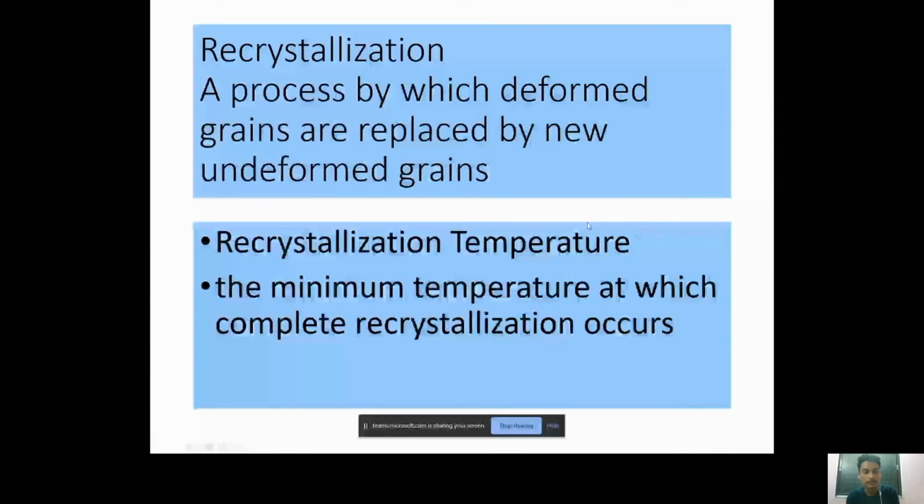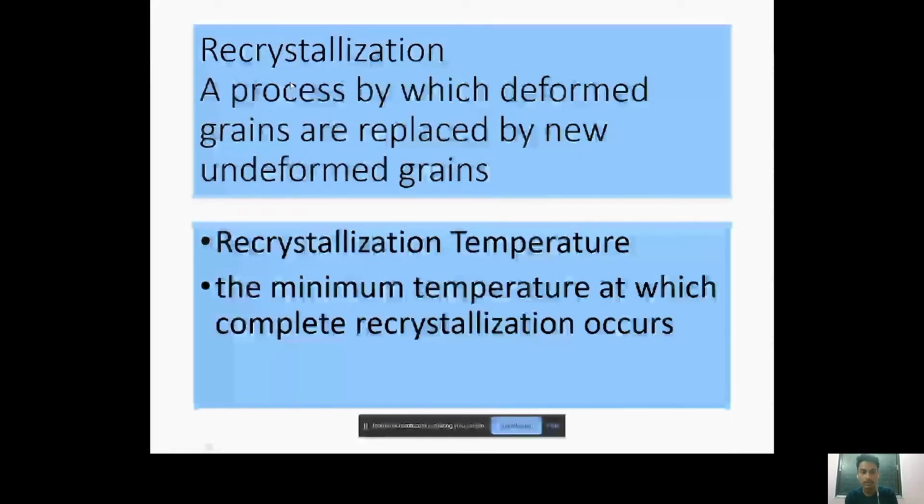This is recrystallization. In this process, deformed grains are replaced by new undeformed grains. Recrystallization temperature is the minimum temperature at which complete recrystallization occurs.